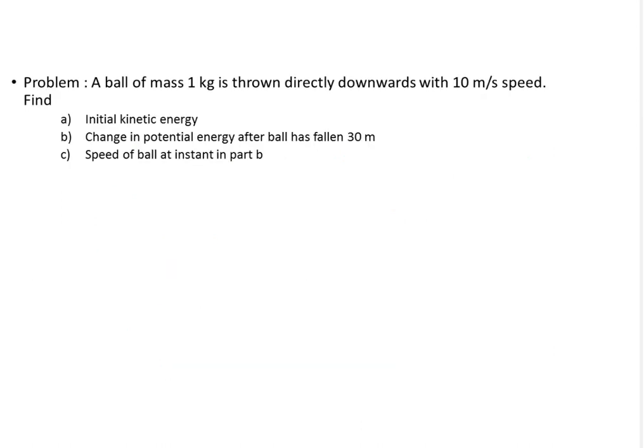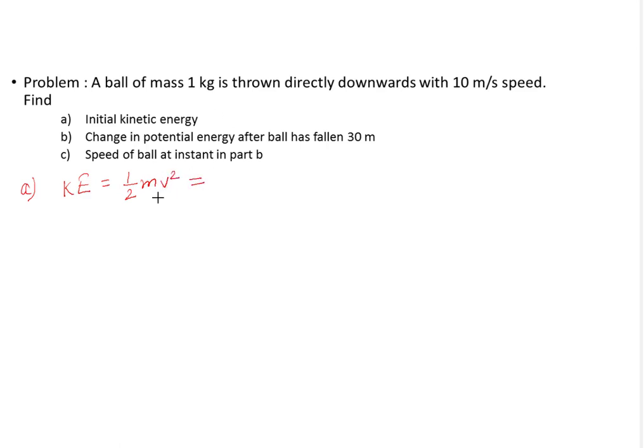In this problem, a ball is thrown vertically downwards, directly downwards, with a speed of 10 meter per second. Part A: we have to find the initial kinetic energy. You know that kinetic energy is equal to half mv square, correct?